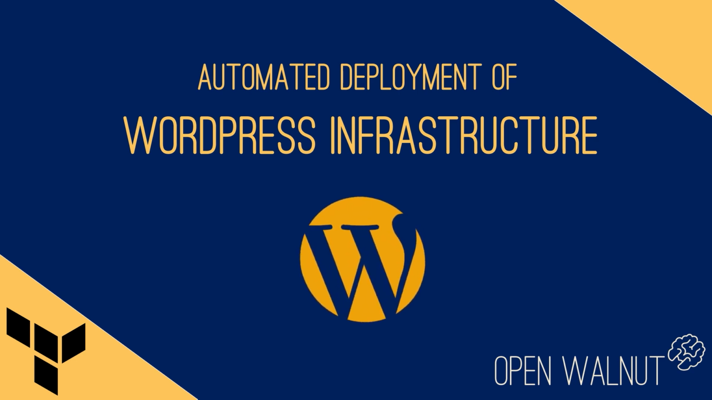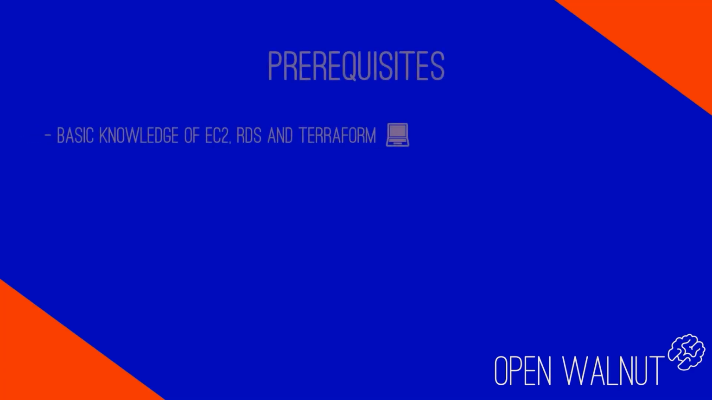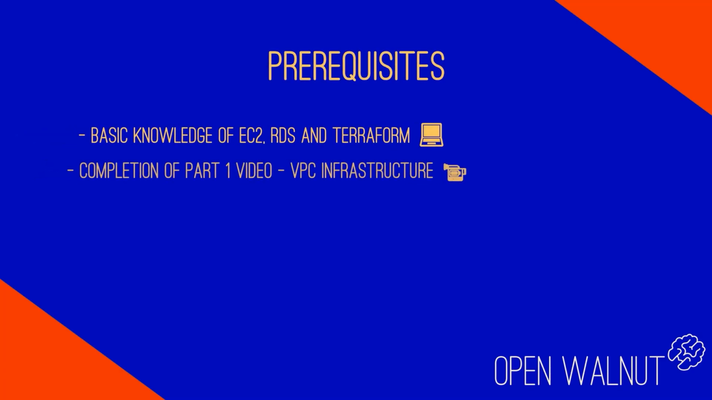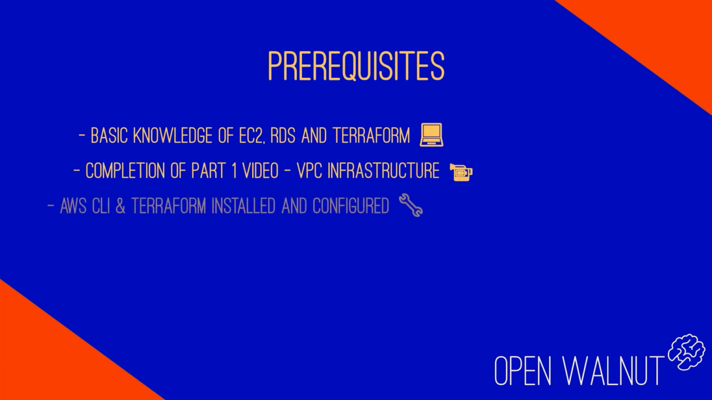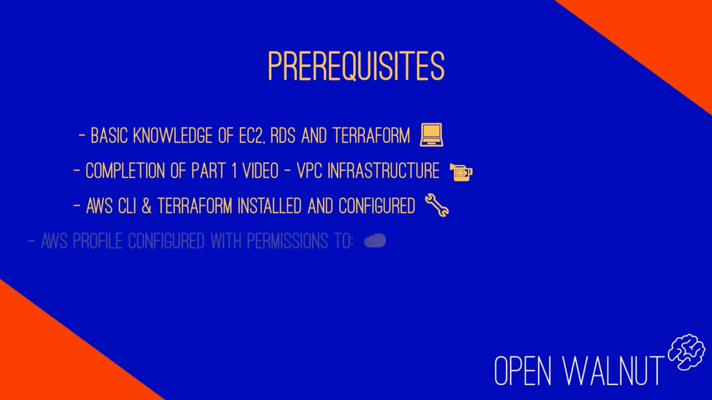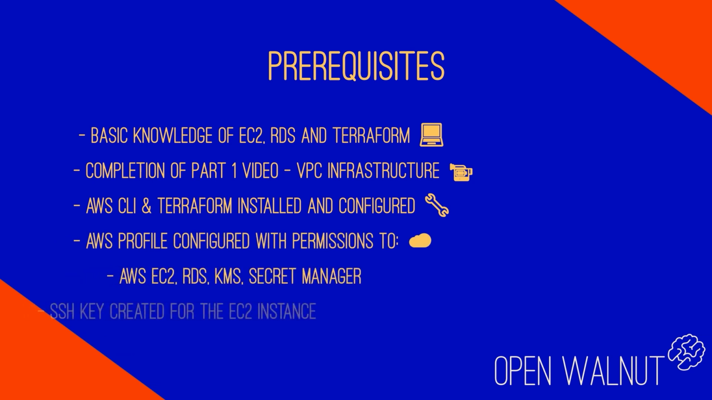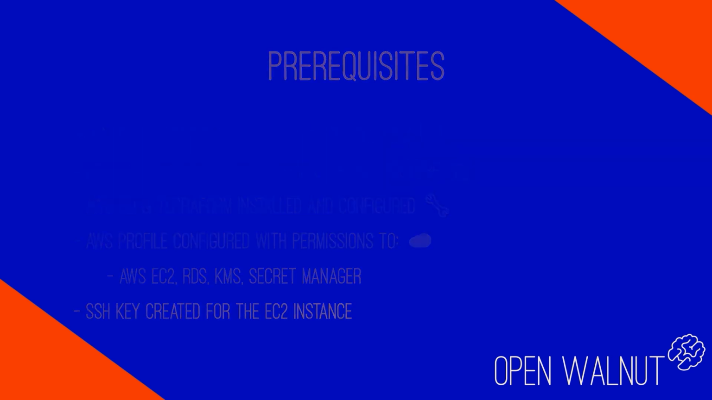for a real-world application. Prior to starting this lab, I recommend that you have a basic understanding of EC2 and RDS services. I also recommend watching the part 1 video, aka the VPC infrastructure. You should also have AWS CLI and Terraform installed and configured, with an AWS profile configured with permissions to Amazon EC2, RDS, KMS, and Secrets Manager. Lastly, you should also configure your SSH key for the EC2 instance.